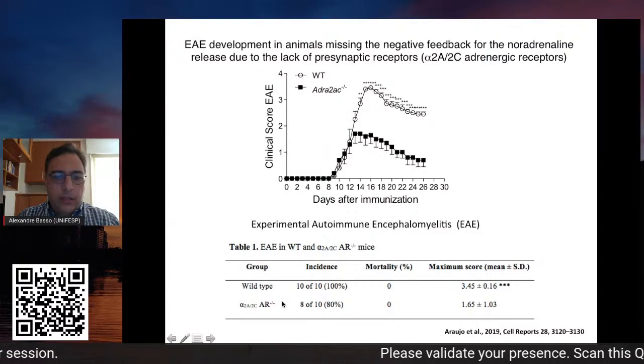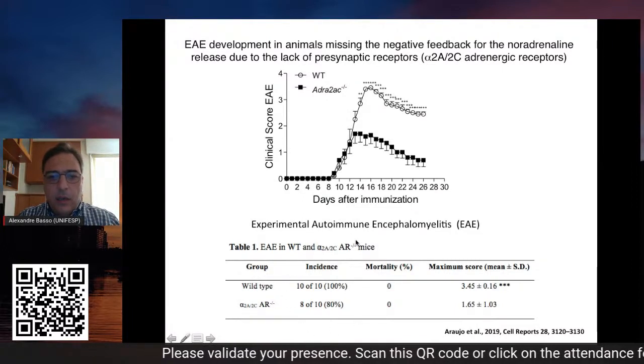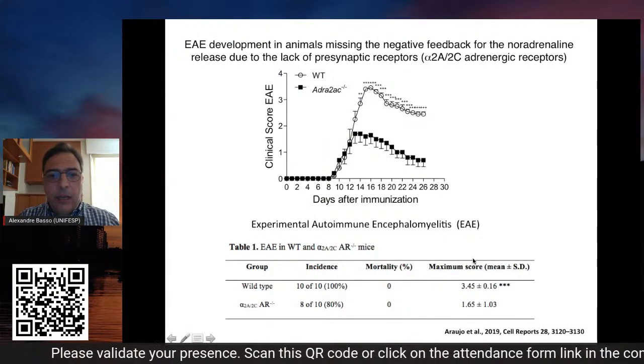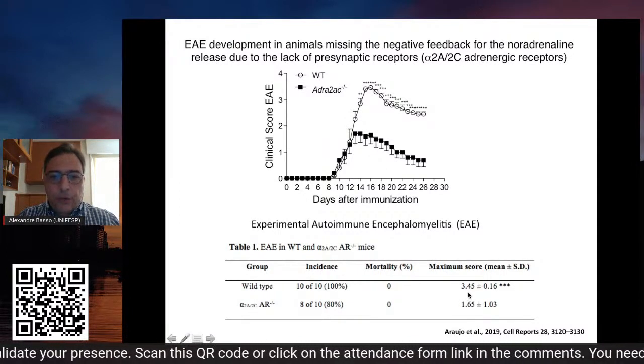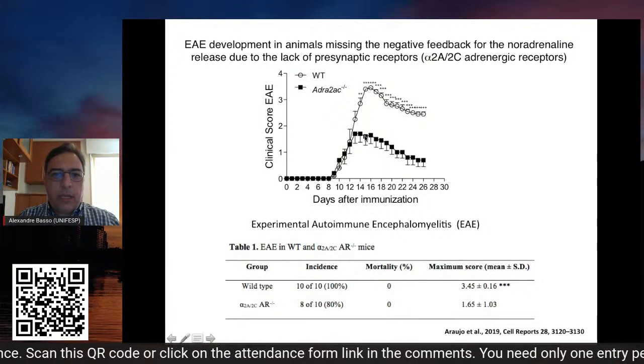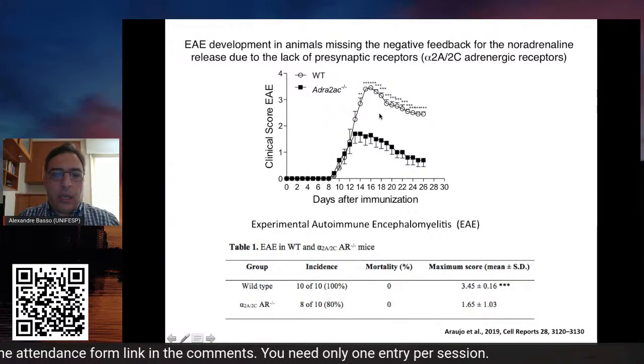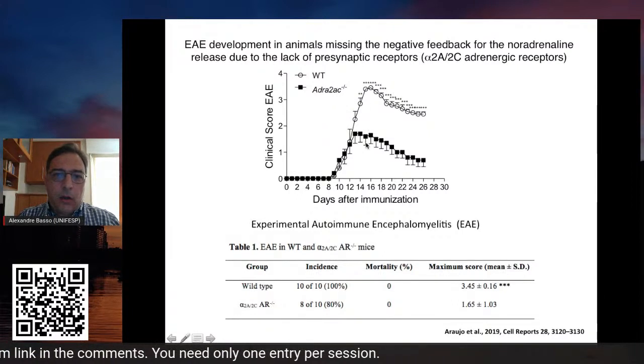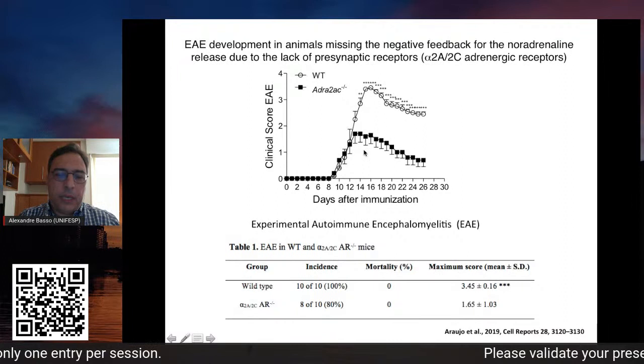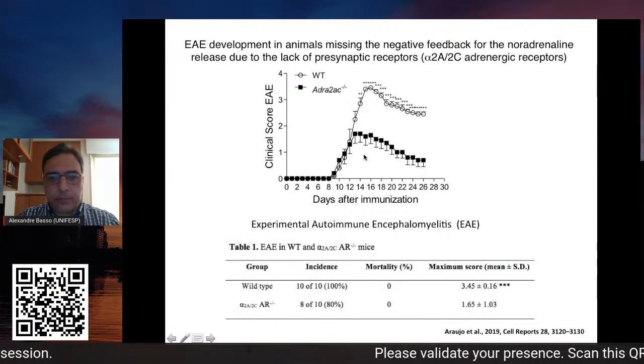So we didn't see much of a difference in the incidence of the disease, but we can clearly see a huge difference in the maximum score, meaning the peak of the disease, and actually we can appreciate a huge difference along the disease course after the peak of the disease.